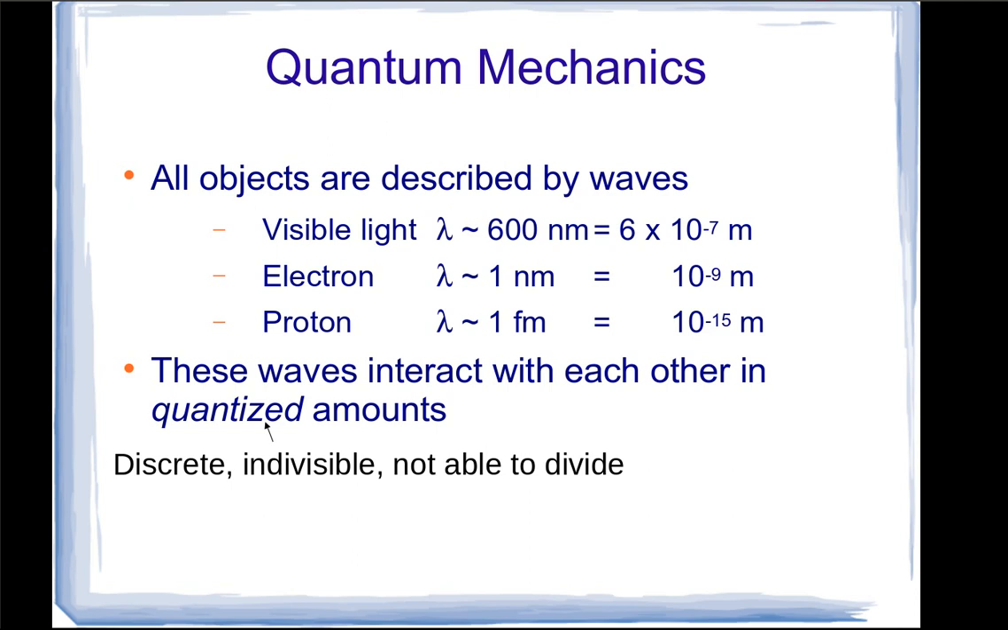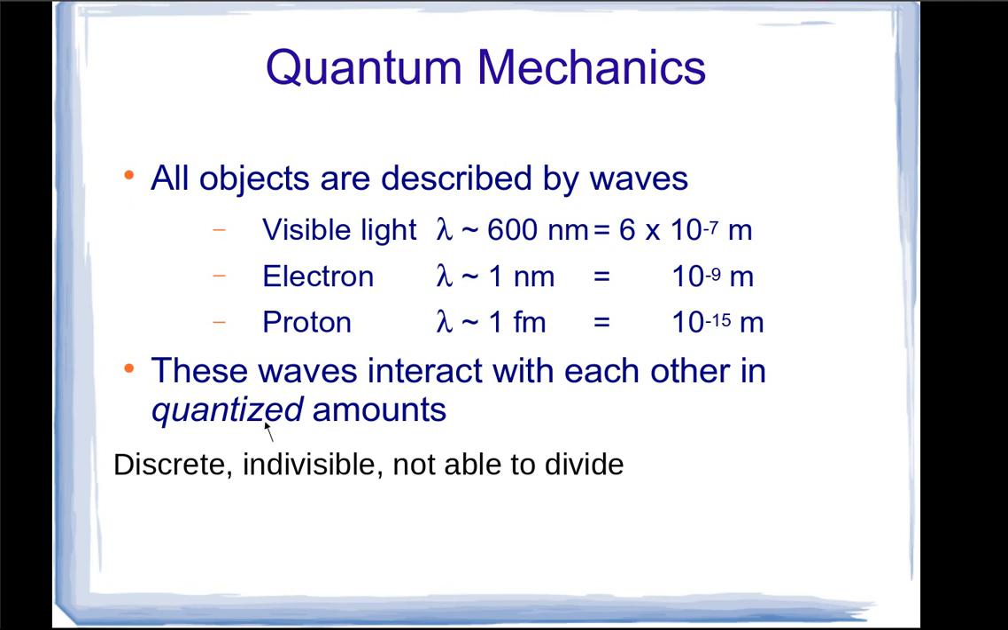The second idea is that these waves interact with each other in an unusual way, in quantized amounts. Quantized means discrete or indivisible, not being able to be divided. So, for example, the electron is a wave, but it's a wave that you can't chop up. There's a smallest amount of that wave, and that smallest amount is what we normally describe as the electron. The proton is a similar thing where it's described by a wave, but you can't chop it up into smaller and smaller amounts. There's a smallest amount.